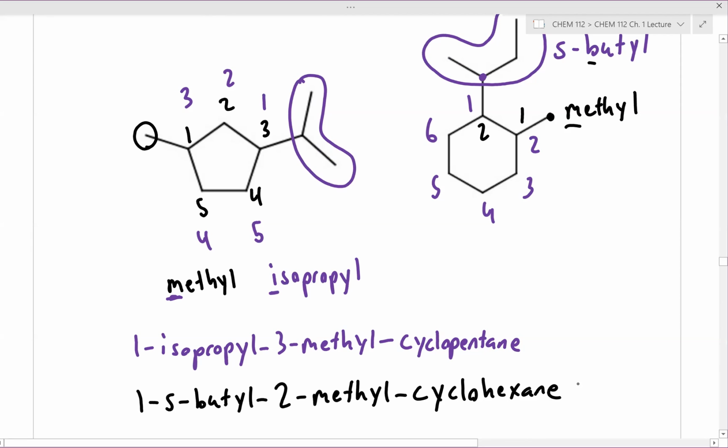Perfect. And then, because cyclohexane is the main chain, that's why it's not alphabetized. If it was a side group, it would be second after butyl. But it's the main chain, so it's not alphabetized. The main chain is always named at the end. Does that make sense? Perfect.